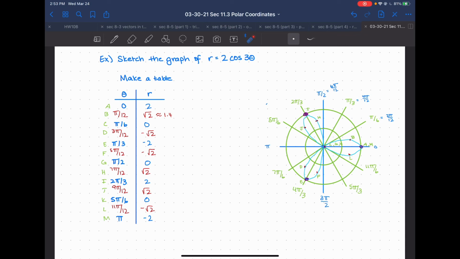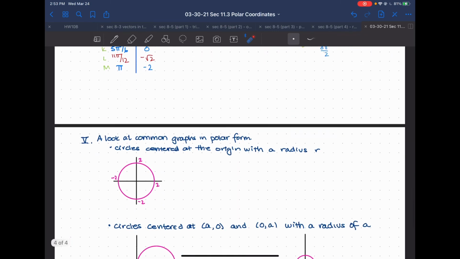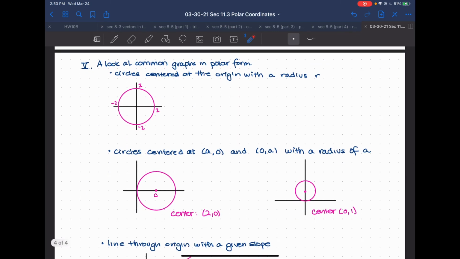Okay, we made it through the tough part of the lesson. This was the tough part, and also kind of the tedious part, as you could see. Thank goodness you don't have to sketch those on your own. Now just a quick look at some common graphs, and then that's the end of the lesson.